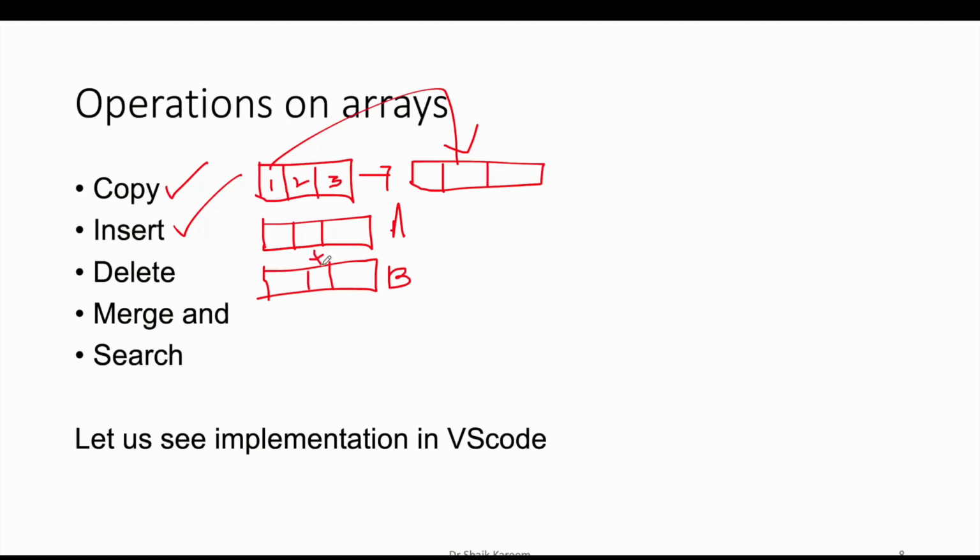I can concatenate both arrays. And search means, let us assume I have a target element T1 and I want to search whether this element is available in the array or not. That is the last operation, the search operation. These are some basic operations that can be performed on an array. Let us see some implementation in Visual Studio Code. Before that, I will tell you some syntax.